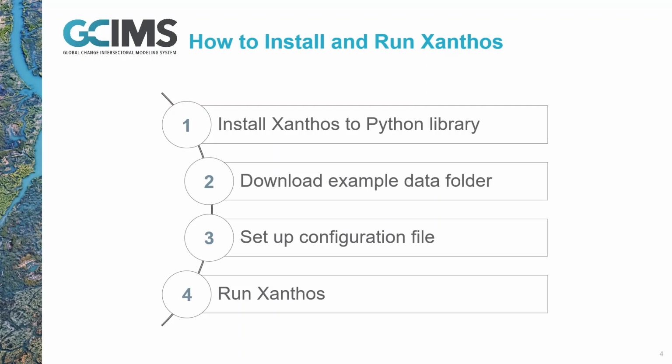Installing and running Xanthos might take some time, but the process is fairly simple. First, after cloning Xanthos to your preferred directory, we will install Xanthos to the Python library. Second, we will download example data that includes climate inputs and other necessary files to run Xanthos. Third, we will slightly modify a configuration file that comes with the example data. And finally, we're set to run Xanthos. So let's get started.